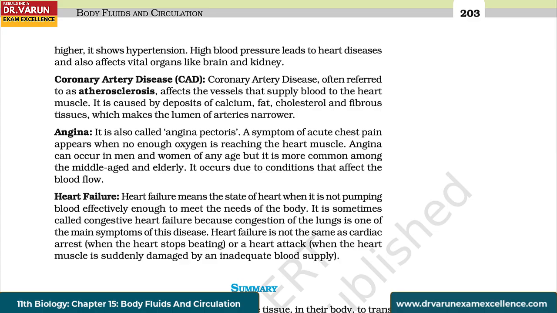Angina. It is also called angina pectoris. A symptom of acute chest pain appears when not enough oxygen is reaching the heart muscle. Angina can occur in men and women of any age, but it is more common among the middle-aged and elderly. It occurs due to conditions that affect the blood flow.